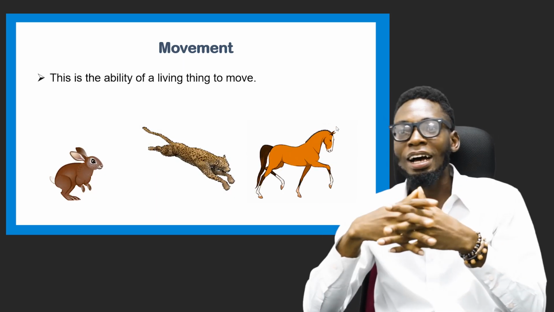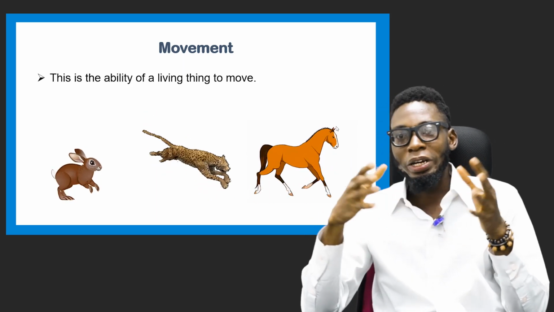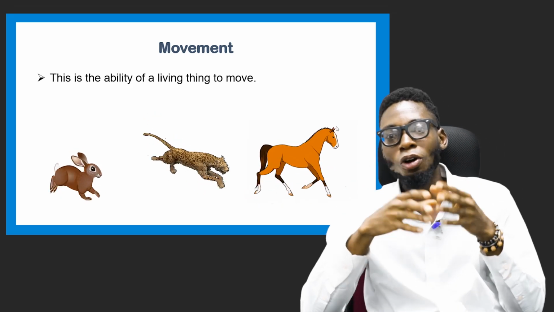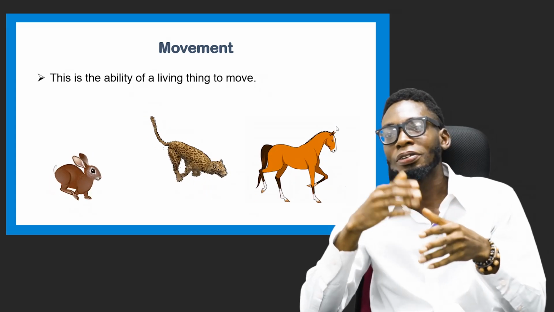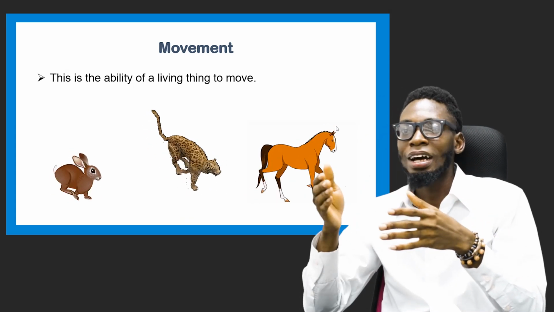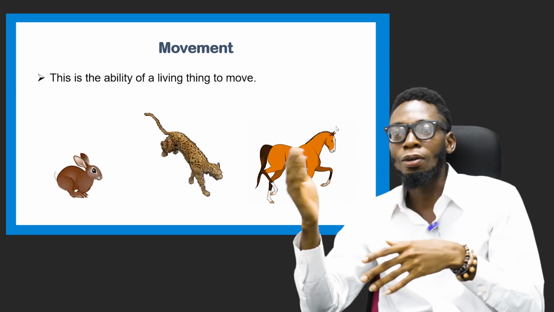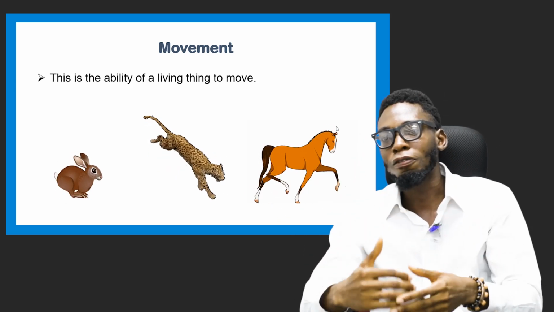All right, so living things are able to move. We can see the rabbit, it is hopping. We can see the leopard, it is actually running after its prey. And of course, the horse is galloping. All these things are forms of movement.